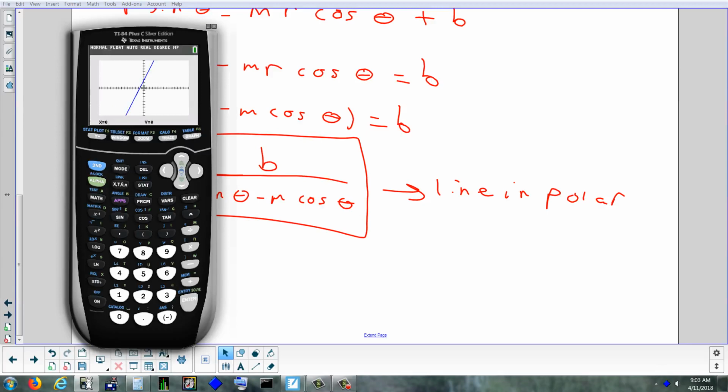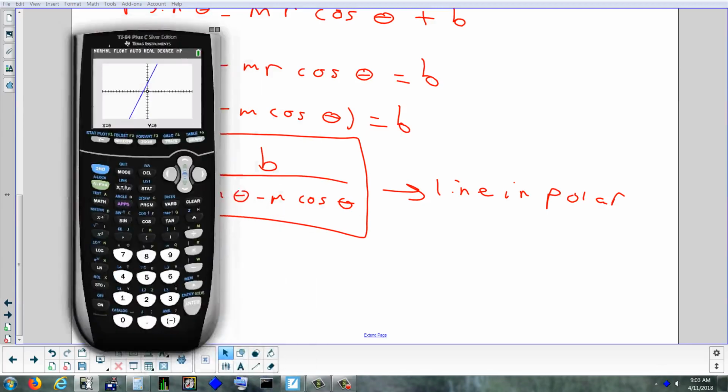So you've got a slope of, what did we say? Slope of 2 and a y-intercept of 3. So definitely doable to draw lines in polar, but it's really, really messy. It's not as nice as y equals mx plus b.